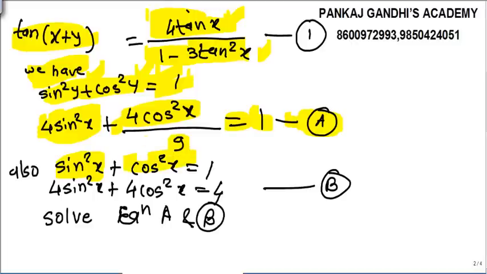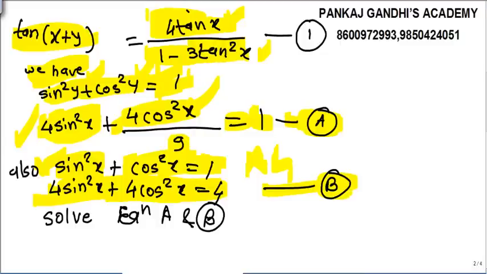So sin square x plus cos square x is equal to 1. To get the values of sin x and cos x, I can multiply this equation by 4. Because we have two unknowns, sin x and cos x, we must have two equations. So let's multiply by 4: we get 4 sin square x plus 4 cos square x is equal to 4. This is our equation B.